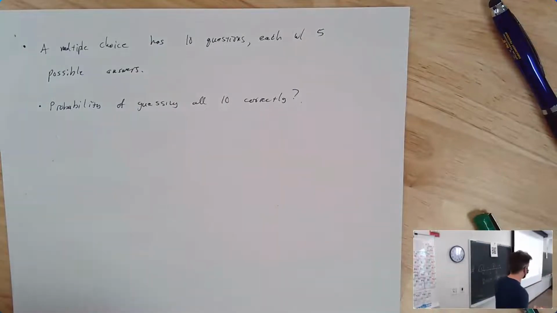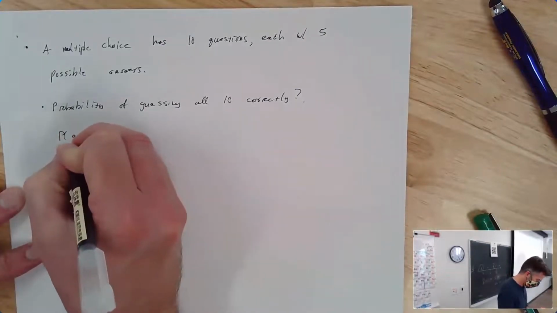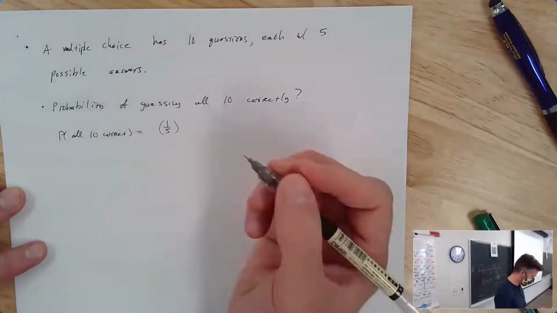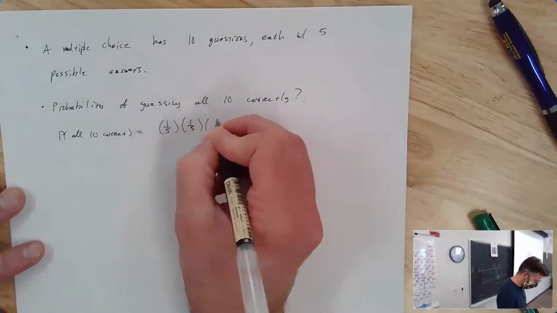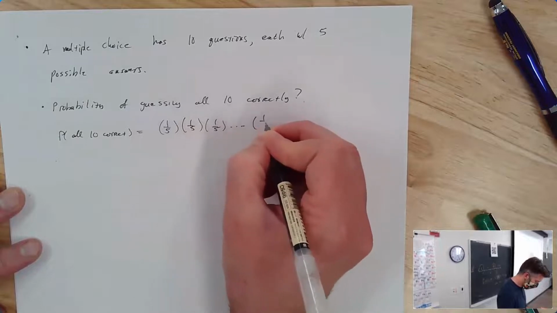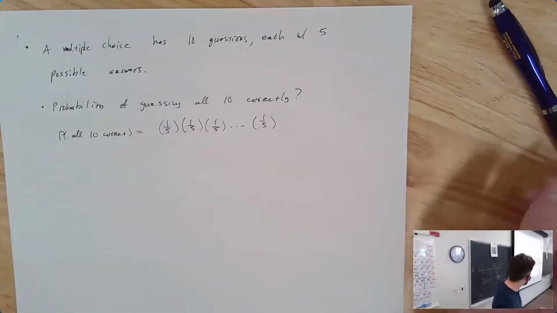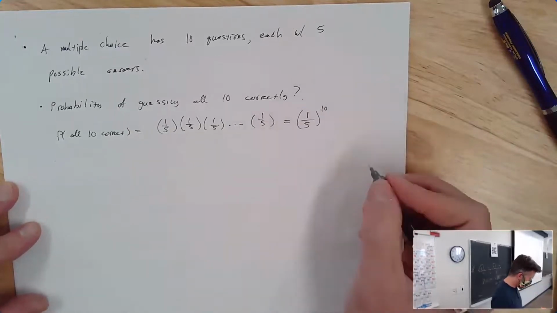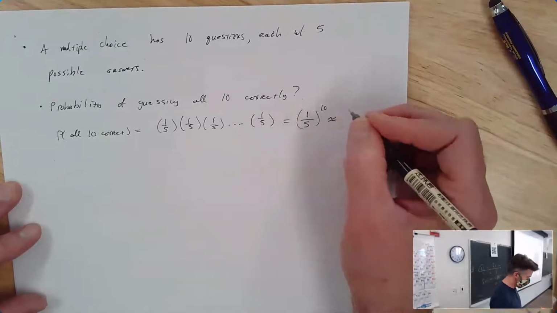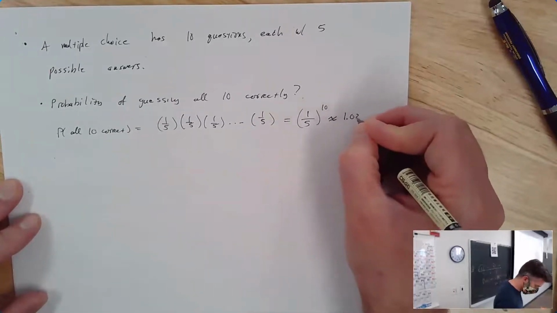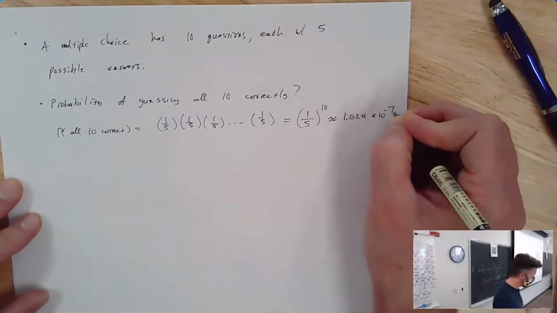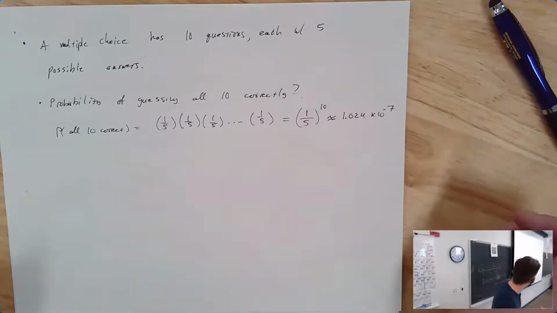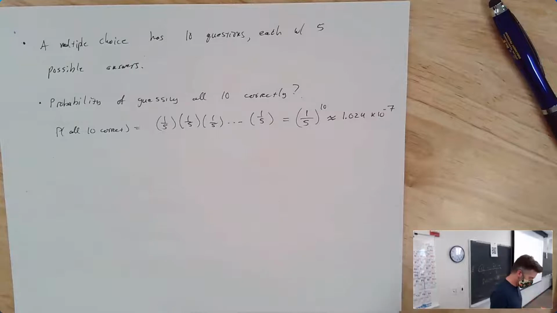What's the probability of getting the first one right? 1/5. The probability of getting the second one right is also 1/5. And the third one and the fourth one, all the way to the 10th one. The probability of getting all 10 correct is going to be 1/5 to the 10th power, which is way too small to take your chances on. It's about 1.024 times 10 to the -7th power. Very, very unlikely, but not impossible.